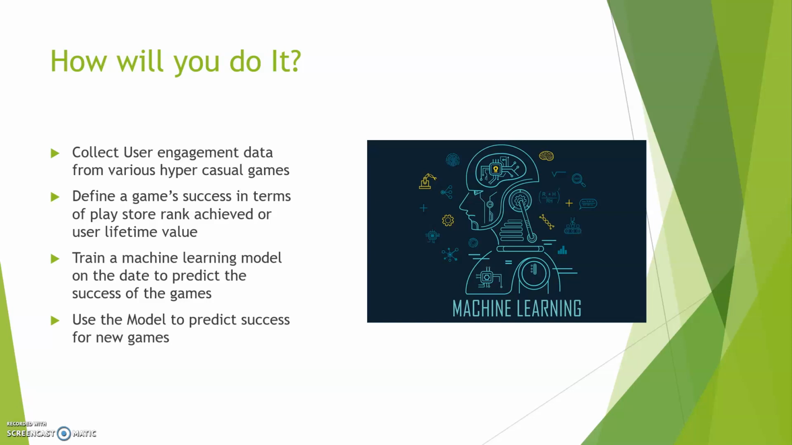So for that, what we're going to do is after collecting the user engagement data and game testing data for all the hyper casual games, both popular and unpopular, we're going to define a success variable that could be a rank or the user lifetime value in terms of revenue. And then we're going to train a machine learning model to predict the success of a game. And then we can use this model and apply it to any new game in early stages, which has not been marketed, to predict if it's going to be a success.